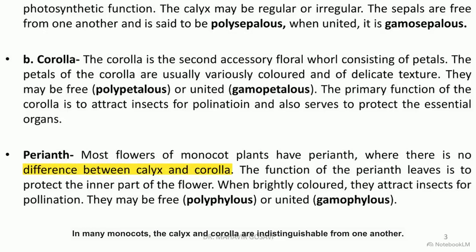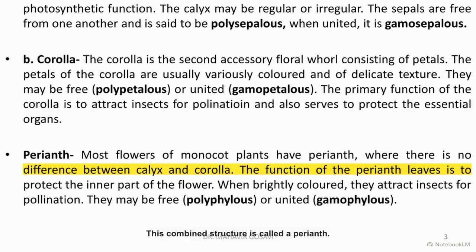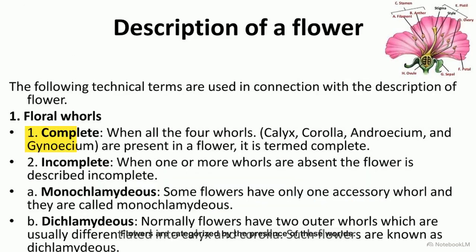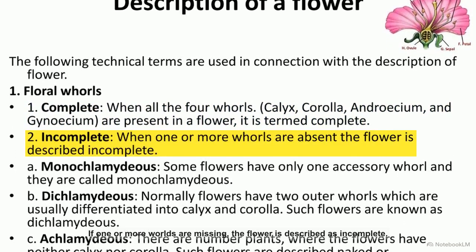In many monocots, the calyx and corolla are indistinguishable from one another. This combined structure is called a perianth. Its individual leaves are termed polyphylous when free and gamophylous when united. Flowers are categorized by the presence of these whorls. A complete flower contains all 4. If one or more whorls are missing, the flower is described as incomplete.